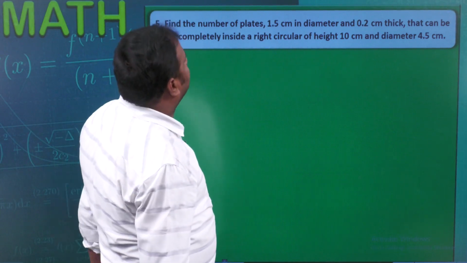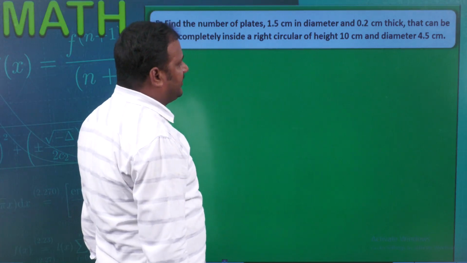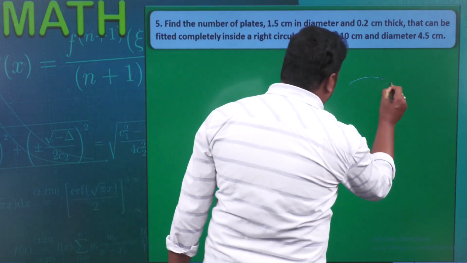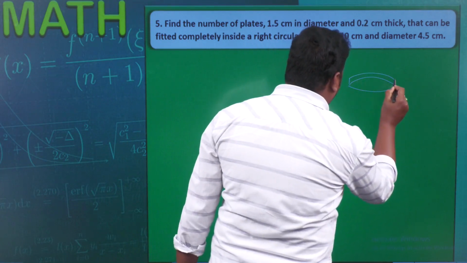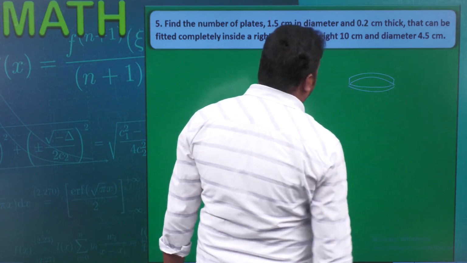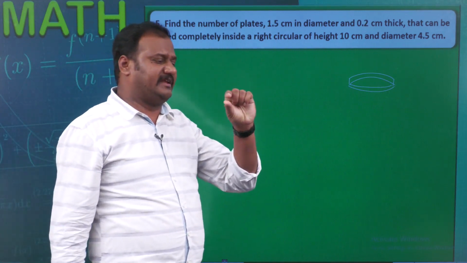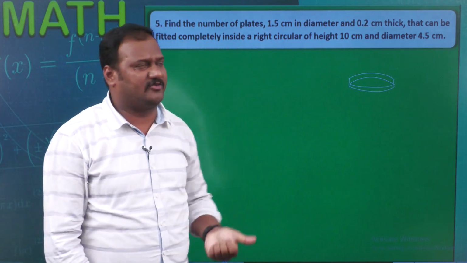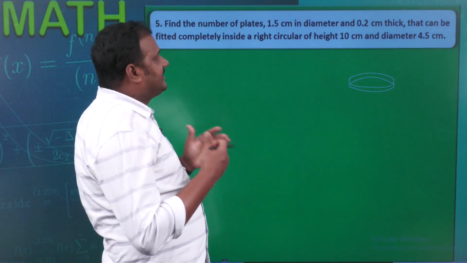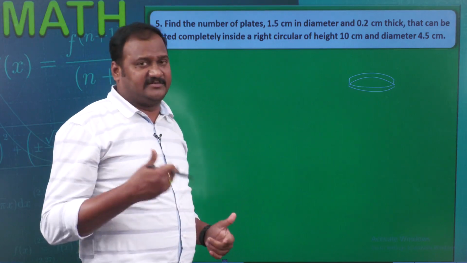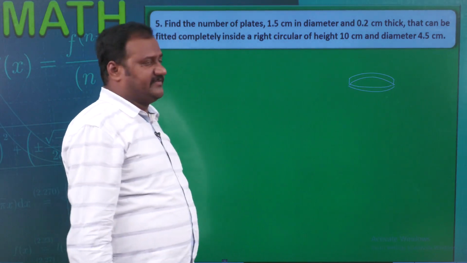That is, find the number of plates 1.5 centimeters in diameter and 0.2 centimeters thickness. Means what? The plate is this kind of plate. So this is actually in the shape of a cylinder. Plate in the sense that it is a small thick plate, like a coin, okay? So that can be fitted completely inside a right circular cylinder of height 10 centimeters and the diameter is equal to 45 centimeters.